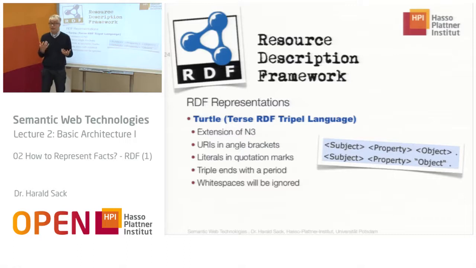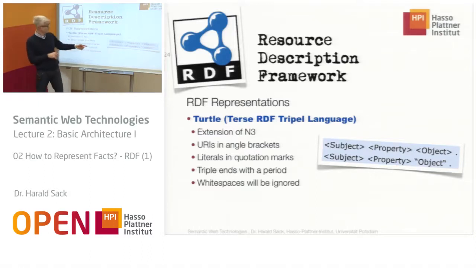For that case, one has a simplification of that N3 language. This is called the Turtle language. It's the terse RDF triple language. This is an extension of N3, and it uses URIs in angle brackets that you see here. Then literals are given, as you see here, in quotation marks, and every triple ends with a period. White spaces within the triple will be ignored.